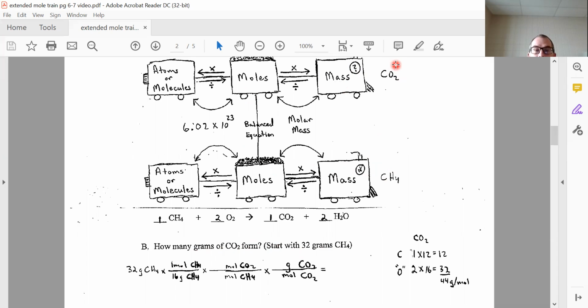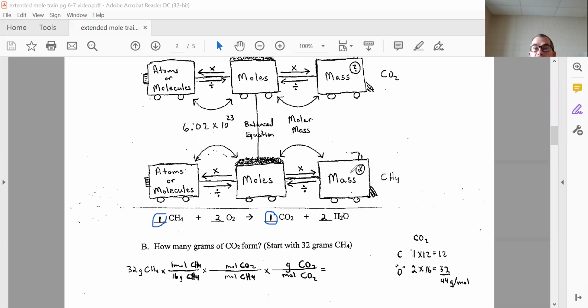Can you compare a reactant and a product? So it looks like we're comparing CH4 to CO2. Yes, just like you can compare a number of pieces of bread to how many sandwiches are formed. You can compare reactants to reactants, products to products, or products to reactants. Any two things in a balanced equation.